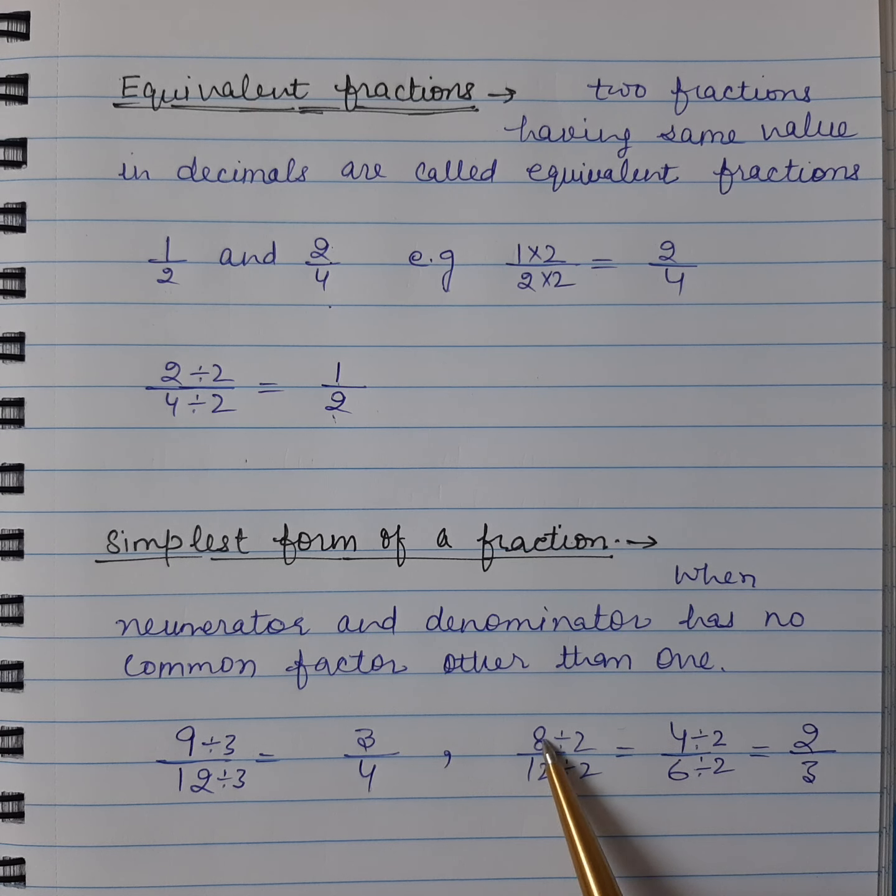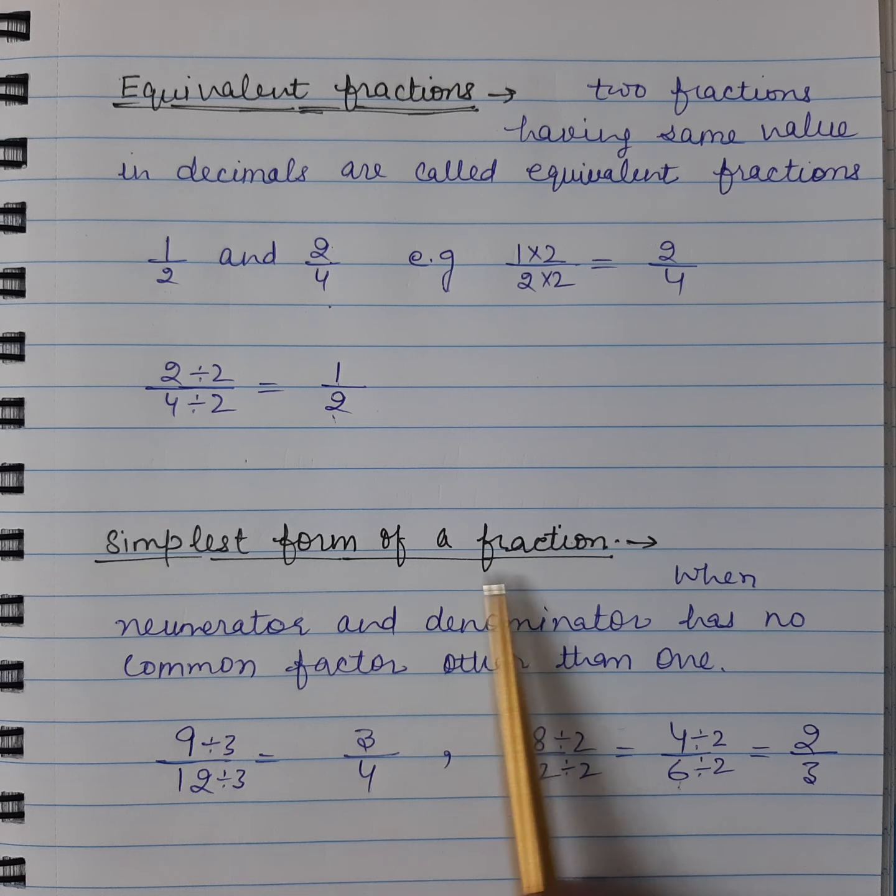Let's take another example, 8 by 12. If we divide this fraction by 2, we get 4 by 6. But again, we can reduce this further. So 4 by 6 is not in the simplest form. If we divide both numerator and denominator by 2 again, we get 2 by 3. But this 2 by 3 has no common factor other than 1, so we cannot reduce 2 by 3 further. So this 2 by 3 is in the simplest form of a fraction.